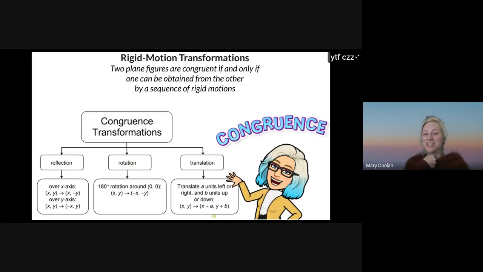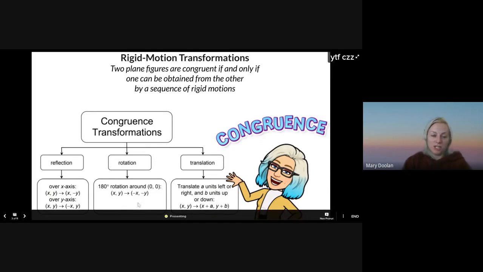Okay, so rotation, 180-degree rotation. This is just one example. We have many rotations. You could do 90 degrees, you could do 270, you could be going clockwise, counterclockwise, but here's just one of them, 180-degree rotation. And then where you're rotating around 0, 0, that's the origin. So x, y changes into negative x, negative y. So if you had the point 3, 5, it would change into the point -3, -5.